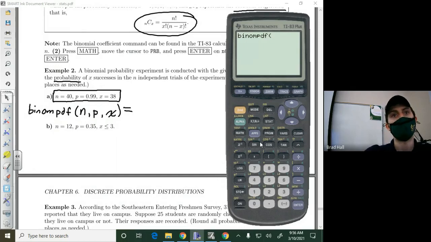So the binomial PDF command in the calculator, once you have it here, then you need to input in order, so it has to be in order, the lowercase n value, which is 40. And then you have to separate your values via commas. So the comma is right above the 7. So 40, comma, and then it wants the probability, which is 0.99, comma, and wants lowercase x, which is given as 38. Close your parentheses. You should get exactly what I have.